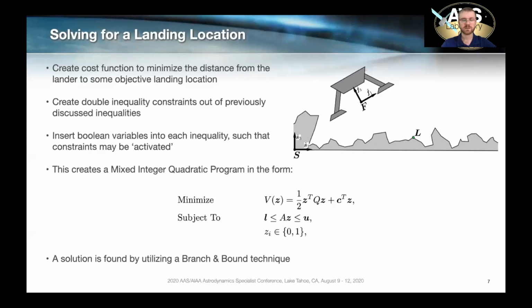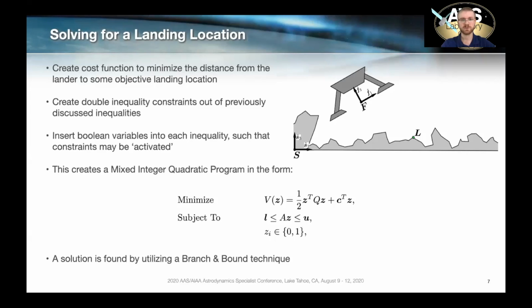We can create a quadratic cost function for this problem and use the inequalities from before to create a set of constraints. Now remember that for each combination of surface and lander shapes, we only need to find one separating axis. Thus, we will introduce some Boolean decision variables into each of these inequalities, such that we may deactivate or activate each line of the inequalities. This leads to the creation of a mixed integer quadratic program with a positive semi-definite Hessian Q, a gradient C, and a set of decision variables that includes position, attitude, and Boolean variables for every one of those inequalities. The full formulation of this problem can be found within my paper.